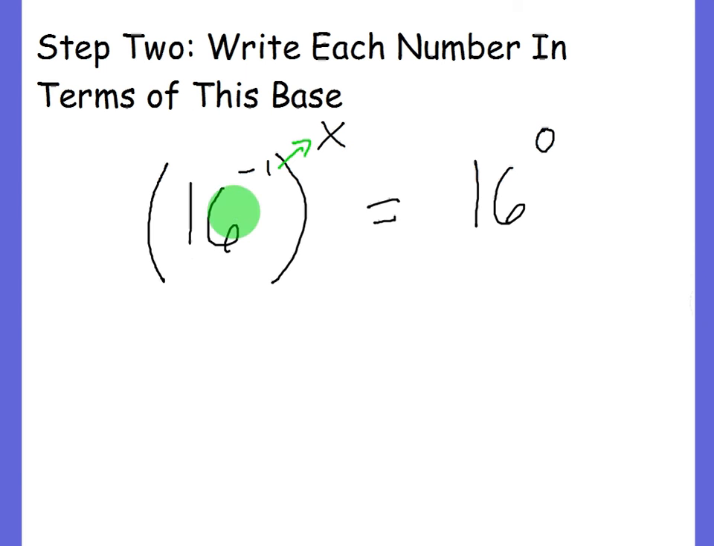You can kind of see what the next step is going to be. In case you guys forgot, when you have a power to a power, so we have a power here, right? Then there's a power outside of that, you multiply the powers. So it's going to be negative 1 times x. If it was 16 squared to the 3rd, it'd be 2 times 3, 16 to the 6th power.